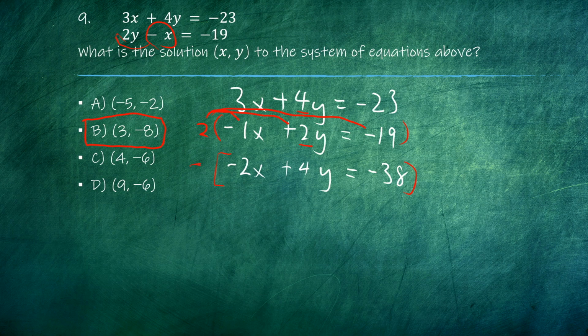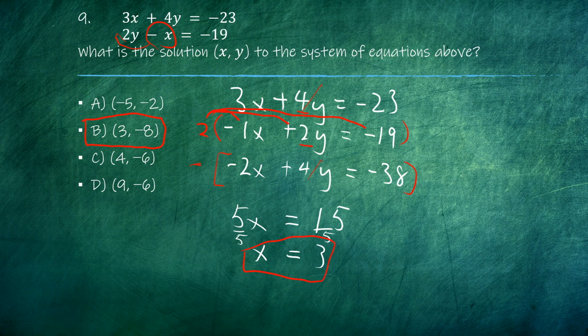3x minus negative 2x will give us positive 5x, and 4y minus 4y will cancel out, right? And negative 23 minus negative 38, that is just 15. So we know that x is equal to 3 when we divide both sides by 5. And that is one of the answers, and we know it's B.